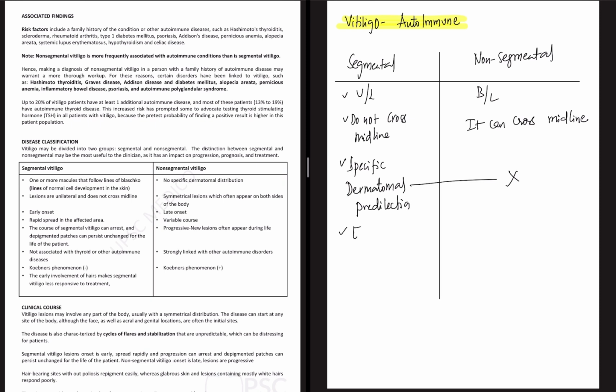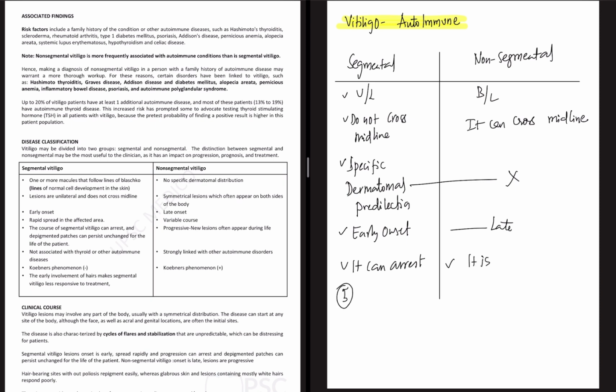Usually segmental vitiligo is early in onset. Age-wise it is early in onset. This is a little bit late. Now, the best advantage with segmental vitiligo is it can arrest. That means, say there are 5 lesions on the body. They will arrest. No new lesions will form.